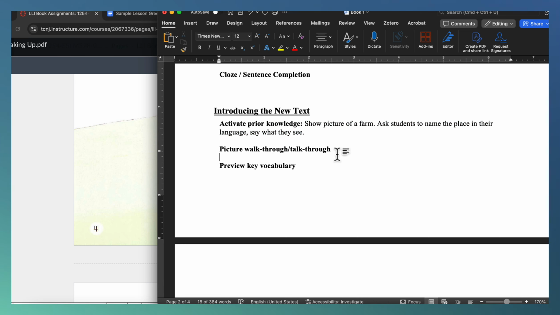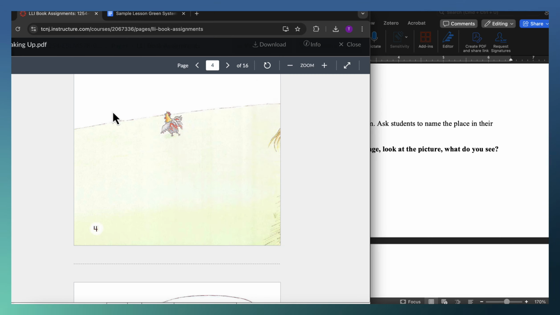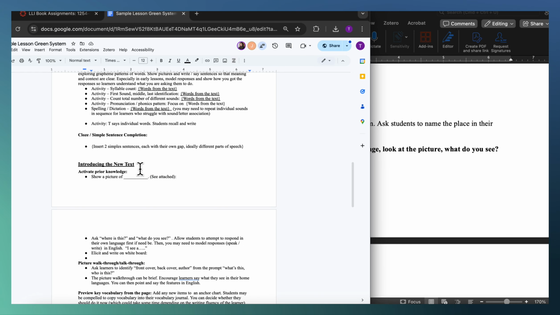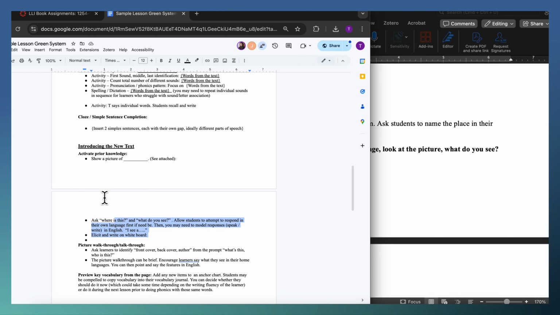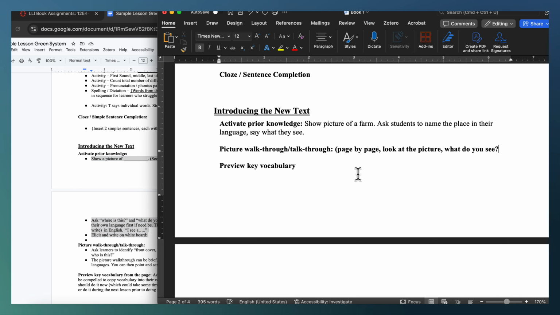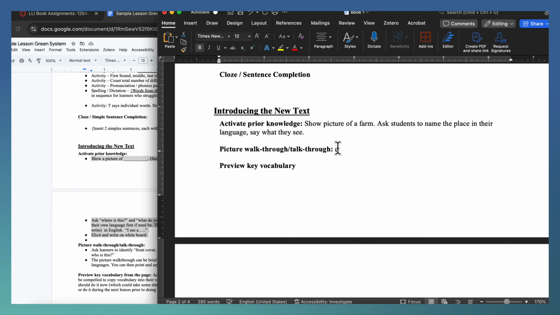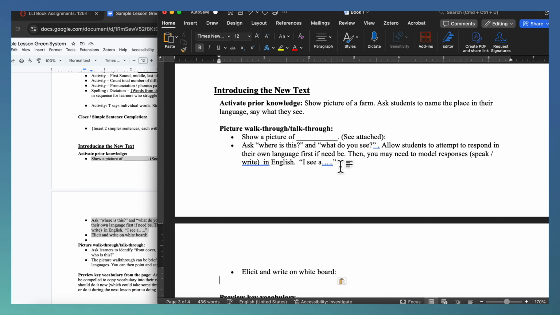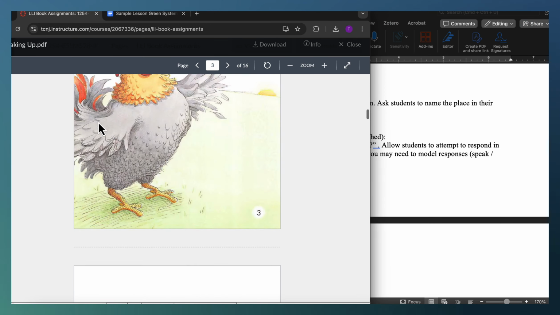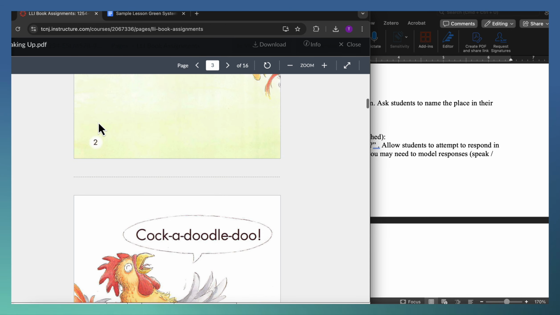Now we do a picture walkthrough, and that's pretty much straightforward, all right? There's nothing to it. We page by page look at the picture. What do you see? All right. And the way I had it here, actually, I could copy all of that and we could paste it right here. All right. This is basically the procedure I would do. Okay. Show a picture of, what's our first picture, right? It's on page, we could do the cover.